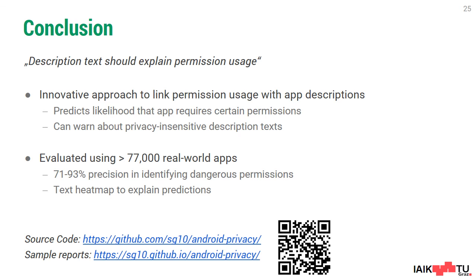We evaluated our system using more than 77,000 real-world apps and achieved a precision between 71 and 93% depending on the permission group. This inhomogeneous gap is due to the fact that we based our analysis on a real-world dataset that contained many low-quality samples for training. To still better understand how predictions are made and to prevent the black box character that is often associated with deep neural networks, we applied a model explaining algorithm.